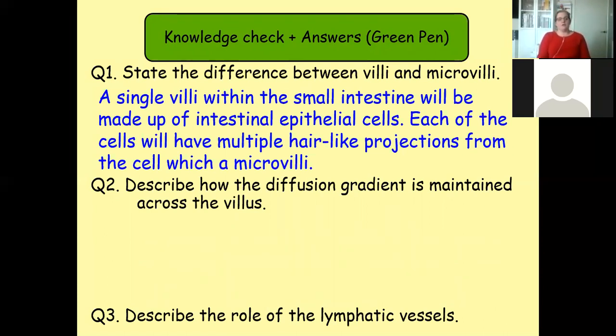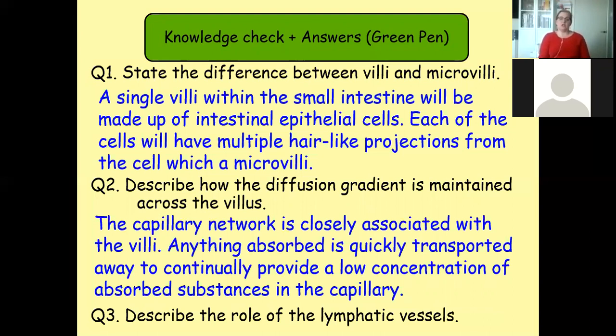To describe how the diffusion gradient is maintained across the villus, this is a question that gets asked a lot. The capillary network is really closely associated with the villi, and so anything absorbed is quickly transported away to continually provide a low concentration of absorbed substances in that capillary. Otherwise we'd hit equilibrium too soon and then we wouldn't have any movement. And the role of the lymphatic vessels is just to absorb fats from the small intestines.